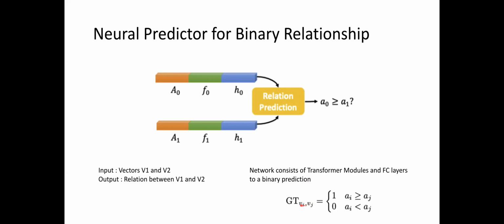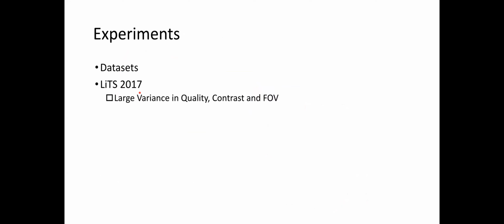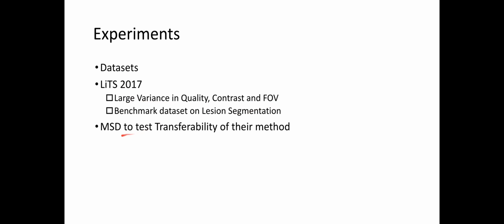Since this is a binary comparison, you compare both accuracies and you will have ground truth 1 and ground truth 0 accordingly. After that, with this method, they try to prove their experiments, and they were using the LITS data set. They were primarily using this because this data set has large variance in quality and also in field of view.